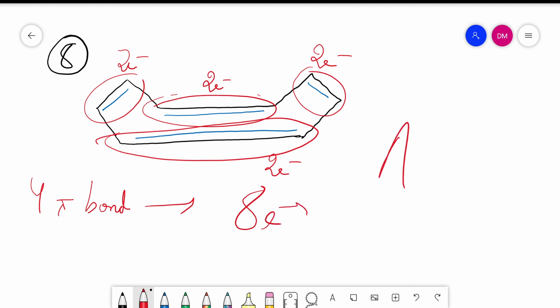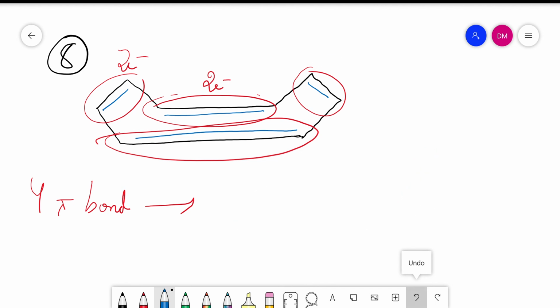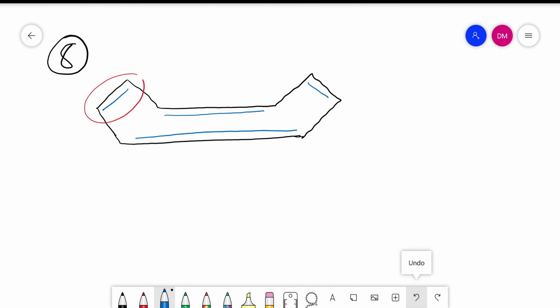So it will be anti-aromatic. Wrong. Answer is wrong. It is not anti-aromatic. You need to see the structure. Let me undo this total part.